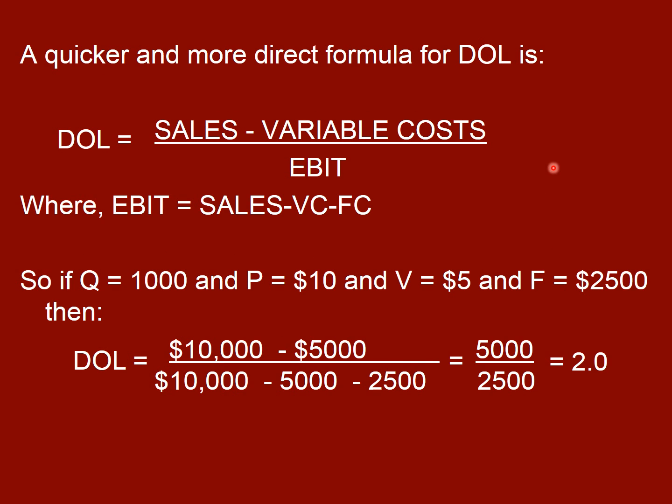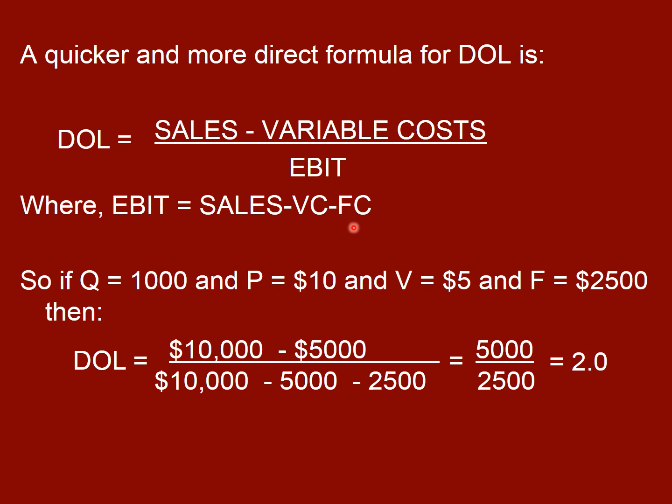A quicker, more direct formula for degree of operating leverage. This way you don't have to go through the whole little top half computations of the income statement. If you want to use a more direct formula to calculate the exact same degree of operating leverage, you can use this formula here, where you take total sales minus total variable cost and divide that by EBIT. And remember, EBIT is sales minus variable cost minus your fixed cost.